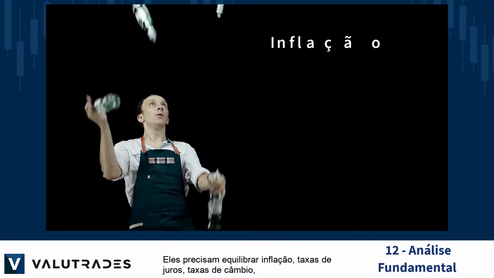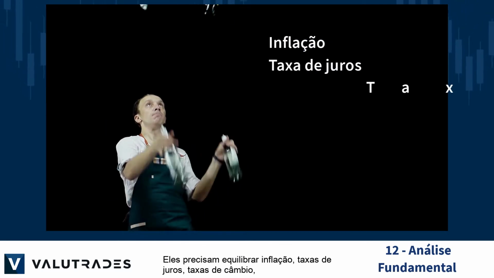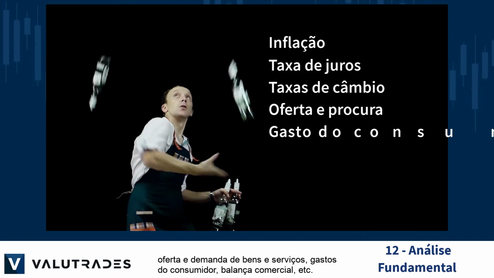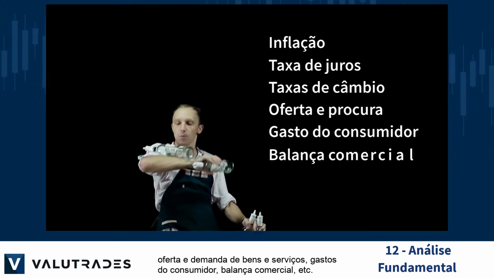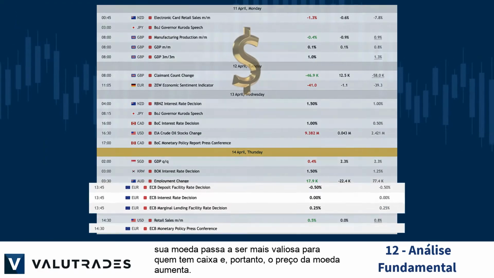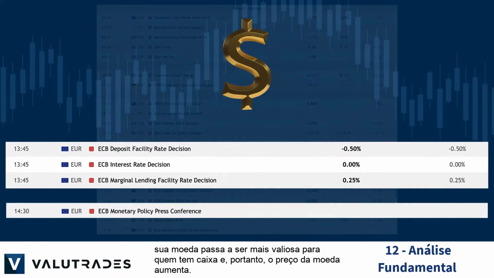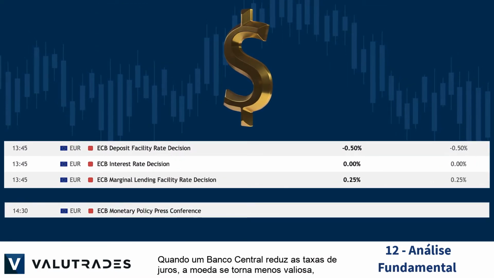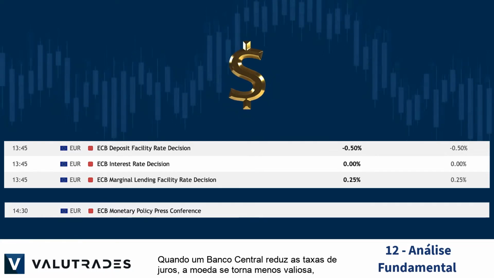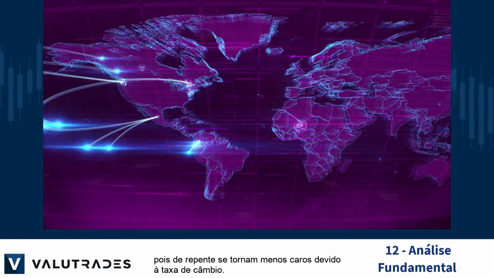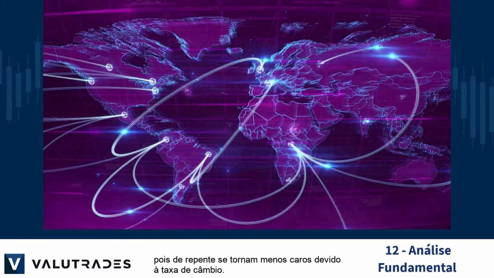They have to balance inflation, interest rates, exchange rates, supply and demand for goods and services, consumer spending, trade balance, etc. For example, when a central bank increases interest rates, its currency is then more valuable to those with cash, and therefore the price of the currency increases. When a central bank lowers interest rates, the currency becomes less valuable, but makes that country's goods and services more attractive for export, as they suddenly become less expensive due to the exchange rate.